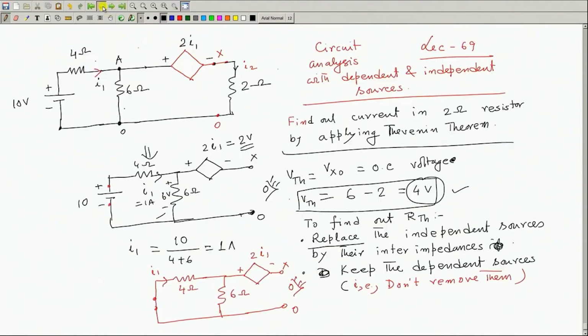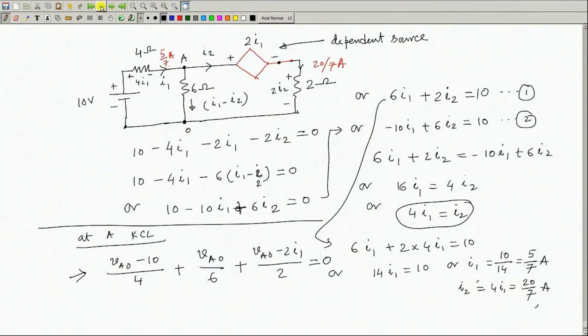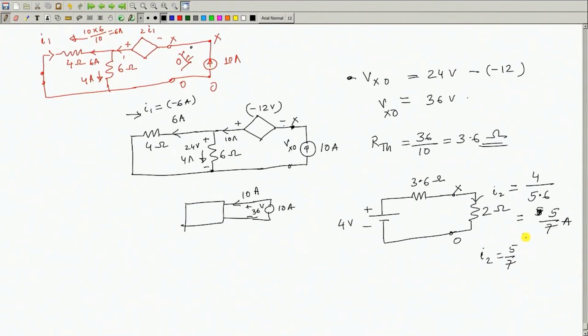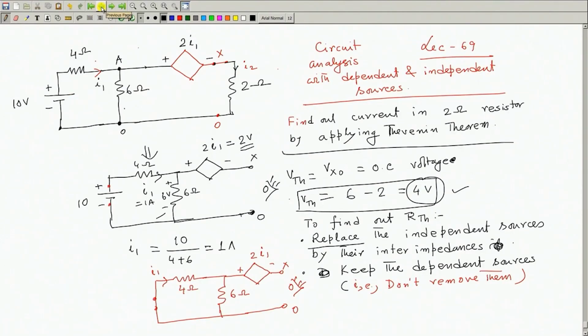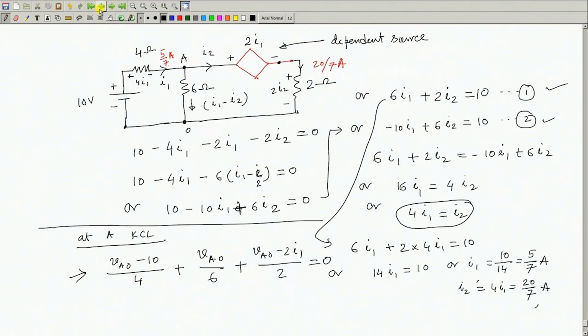Then let us check this earlier method. Here it was how much? So, we have got I 2 equal to 5 by 7 ampere, and let us verify what we got by the general method without Thevenin's theorem. We got I 2 to be 20 by 7 ampere, which should be 5 by 7. So, something must have gone wrong.